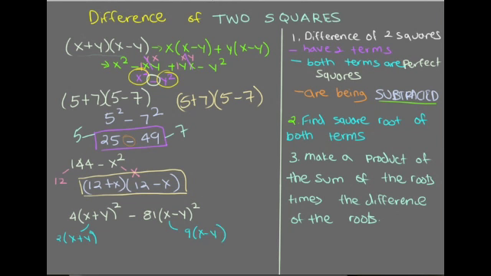So finally, we have to make a product out of it. We have to factor it. So it will be 2 times x plus y plus 9 times x minus y, and then that whole thing times 2 times x plus y minus 9 times x minus y.